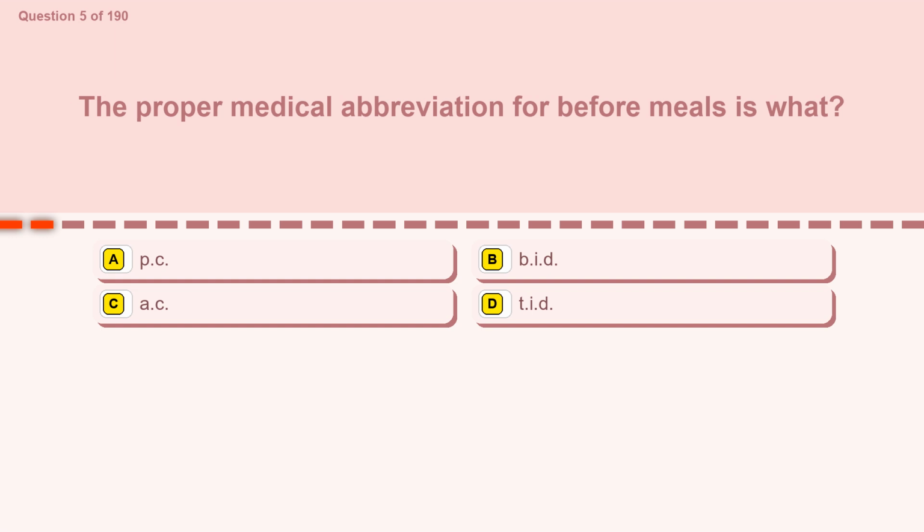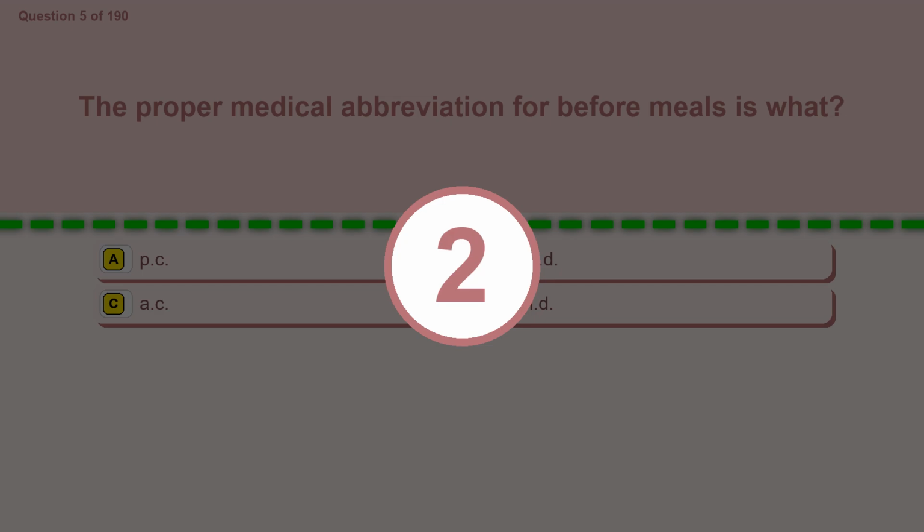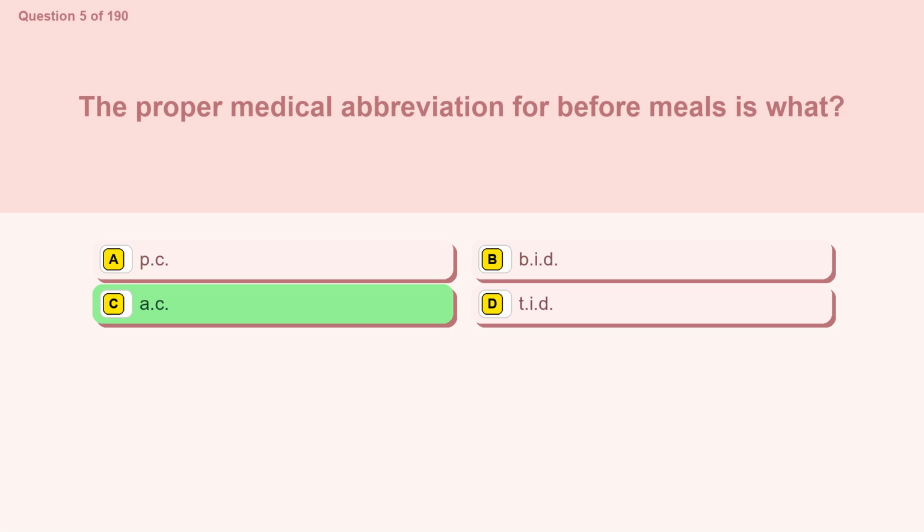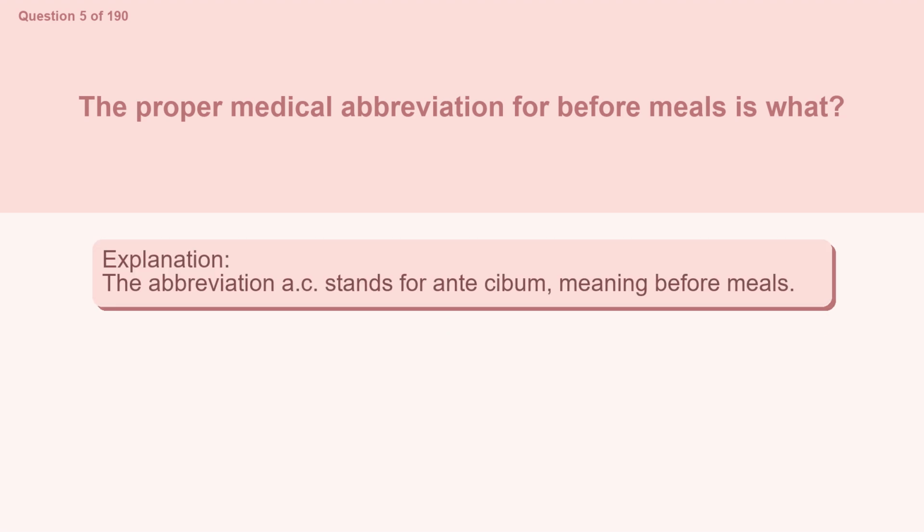Question 5. The proper medical abbreviation for before meals is what? Option A. PC. Option B. BID. Option C. AC. Option D. TID. The correct answer is option C. AC. The abbreviation AC stands for ante cibum, meaning before meals.